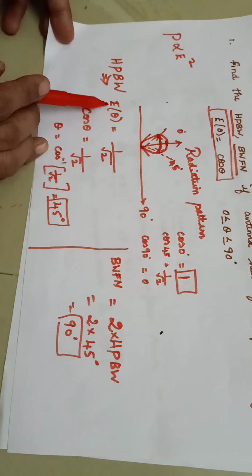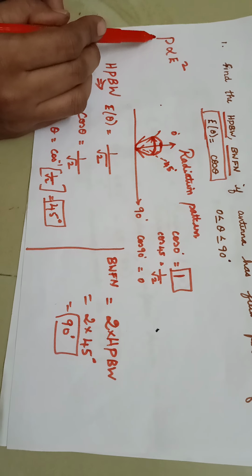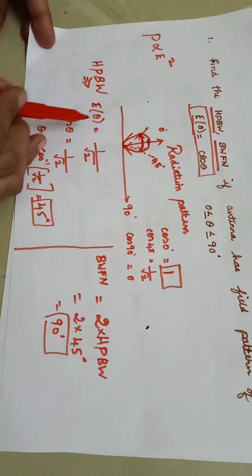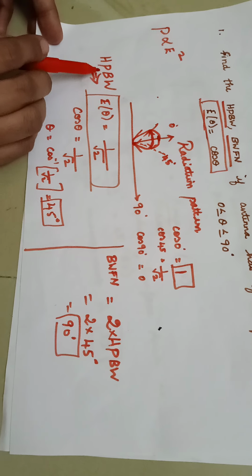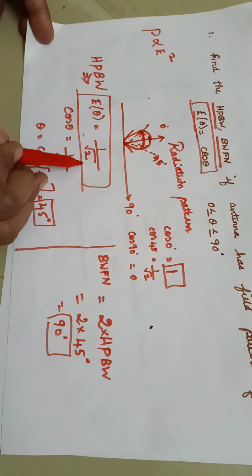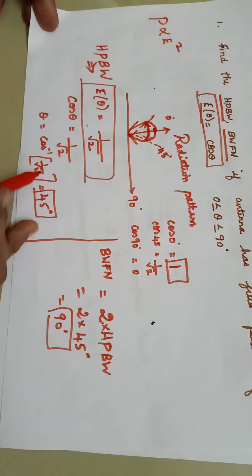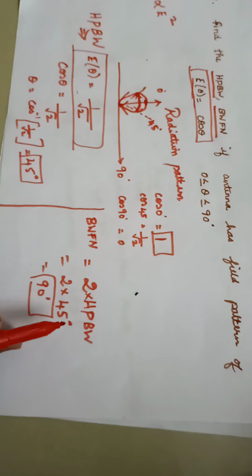As per the definition, power is fallen to half of its value. If the power is fallen to half of the value, the electrical field will be 1 by root 2. So always when you want to find the half power beam width, you can equate the field pattern to 1 by root 2 and you will get the answer. And if you want to find the beam width between first null, take twice of this.